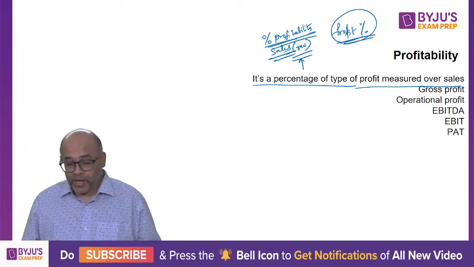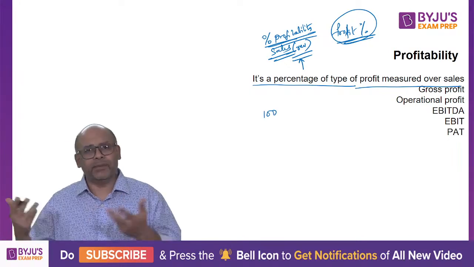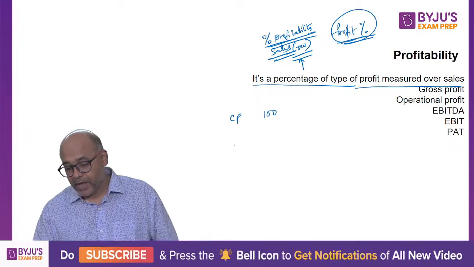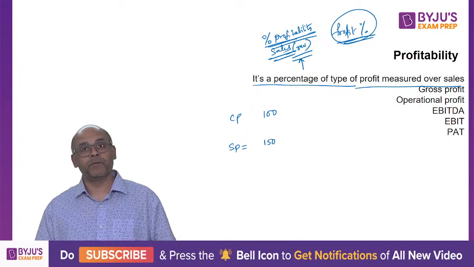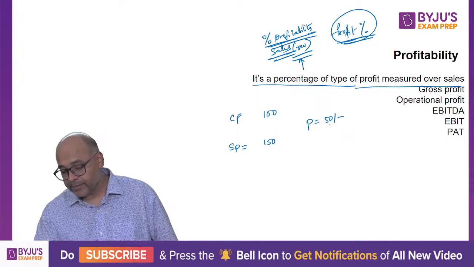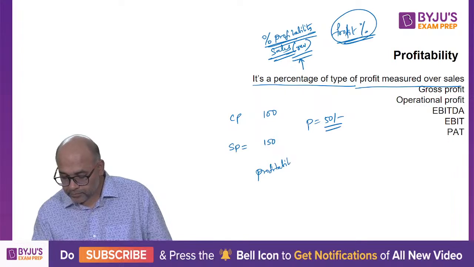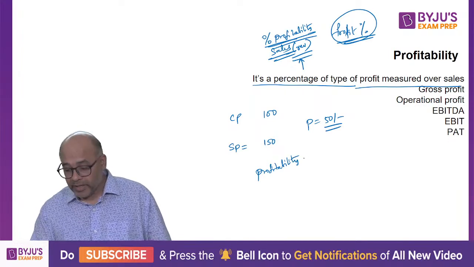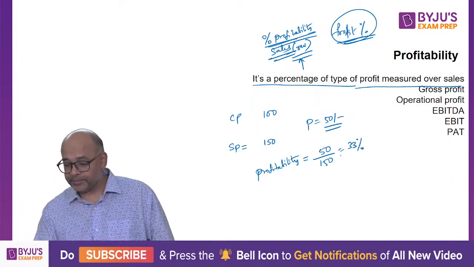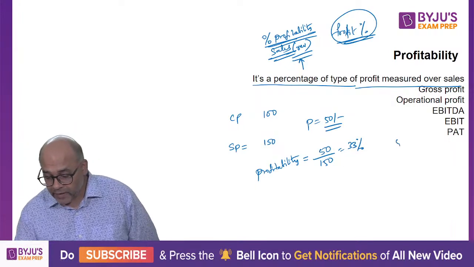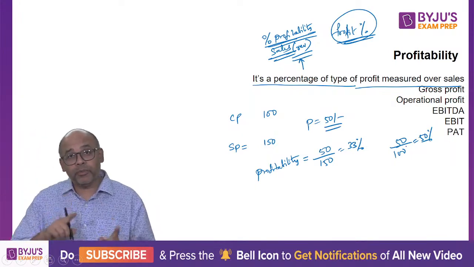Let's take an example. If I say I bought an item, any item, for 100 rupees, my cost price, and my selling price is 150, then my profit is 50 rupees, correct? Now my profitability will be 50 by 150, which is 33%, whereas my profit will be 50 over 100, which is 50%. So this is the difference between profitability and profit.